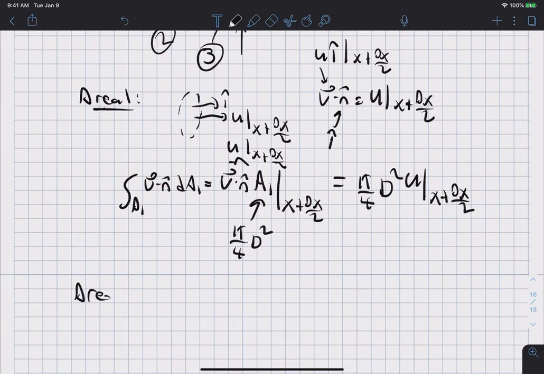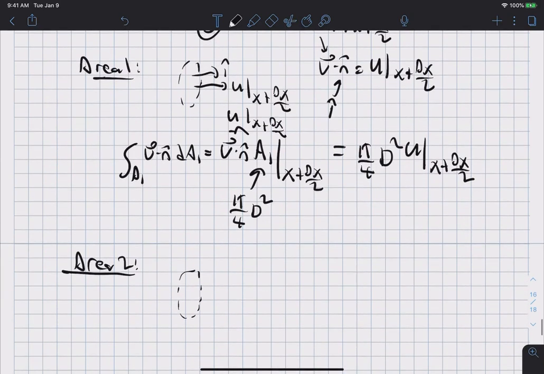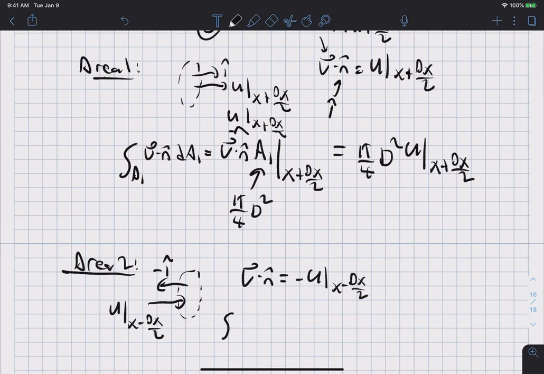Then for area 2, where we have the left circle, that's minus i hat, and we have u going in at x minus delta x over 2, and v dot n hat in this case equals minus u at x minus delta x over 2. Then the integral over area 2 of v dot n hat dA2, you can go through the exact same procedure. That will equal minus pi over 4 d squared u at x minus delta x over 2.